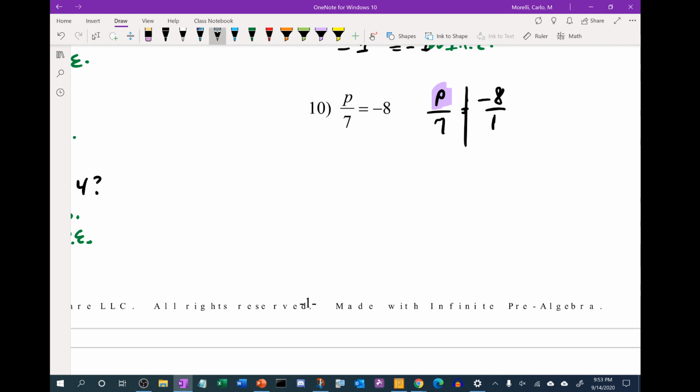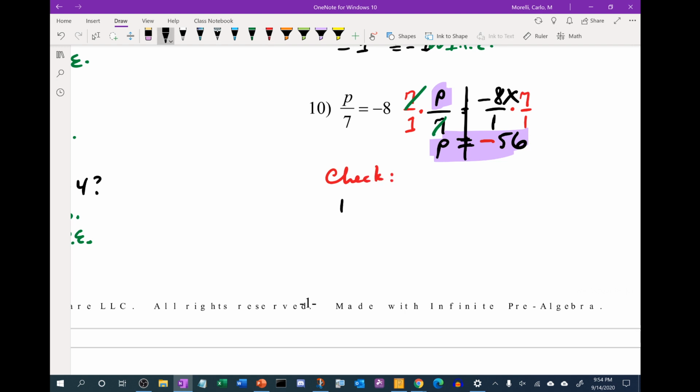So what we want to do here is multiply p over 7 by 7 over 1. But now I'm out of balance, so I better come over here real quick and do 7 over 1 so I stay in balance. Now check this out. These 7's cancel, leaving p by itself on the left side. And now I got to do negative 8 times 7. Well, a negative times a positive is a negative. So my answer is going to be negative. 8 times 7 is 56. So it's going to be negative 56. Now that's what I think it is. But we got to check this, okay? Let's check this.